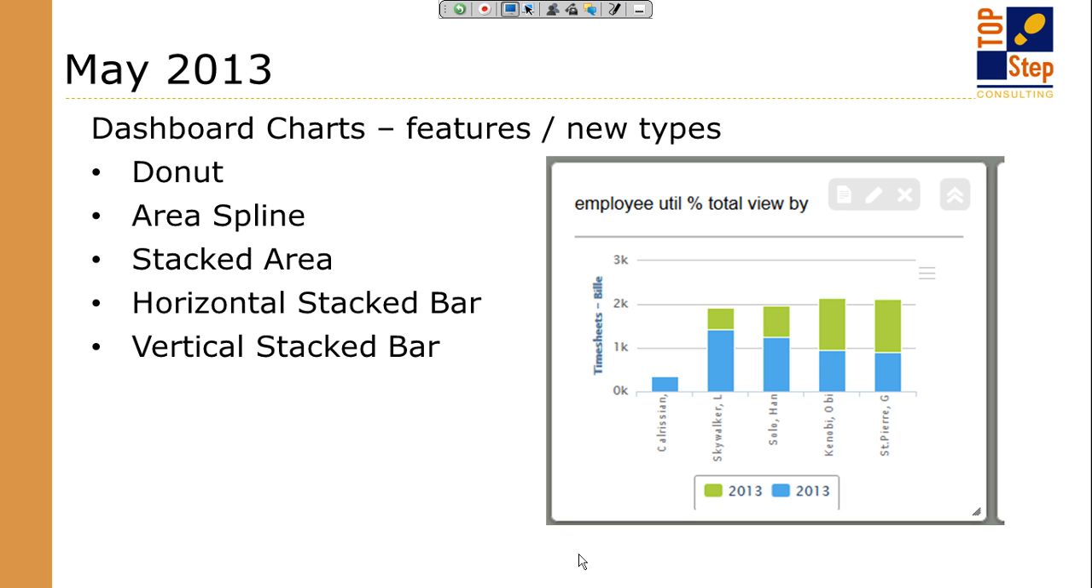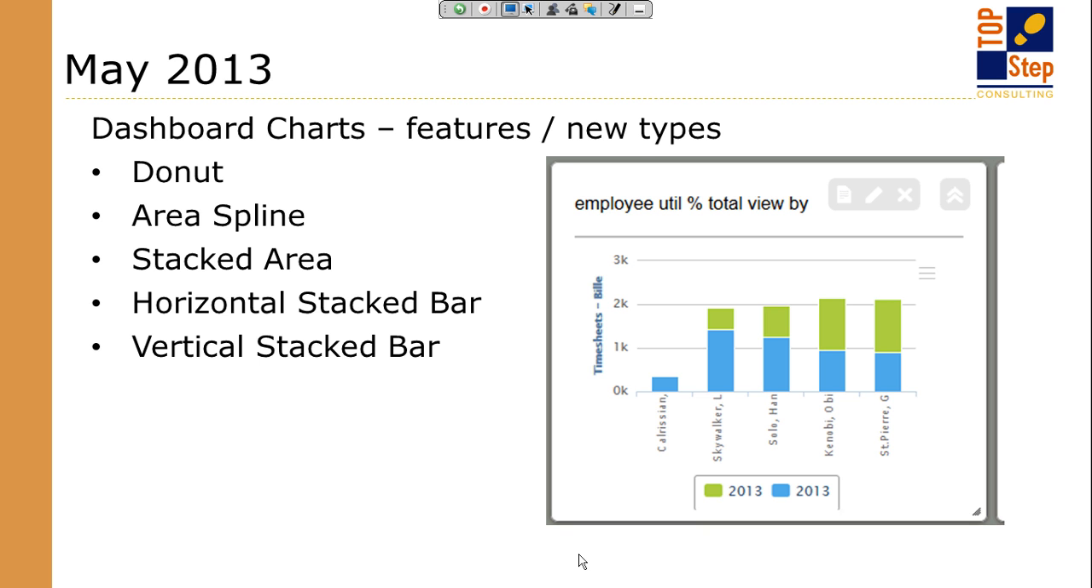But it's only here if you have UI3. So 5 different charts, new charts came out: donut, which is like a pie, various versions, area, spline, a stacked area, and then horizontal and vertical stack bars. An example is on the screen here of the vertical stack bar.